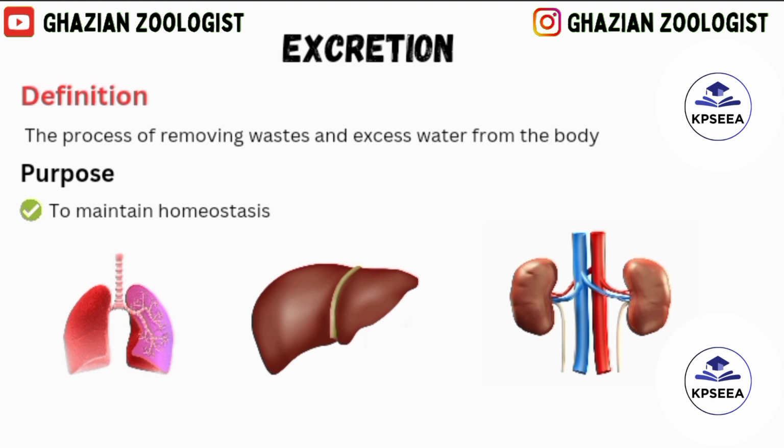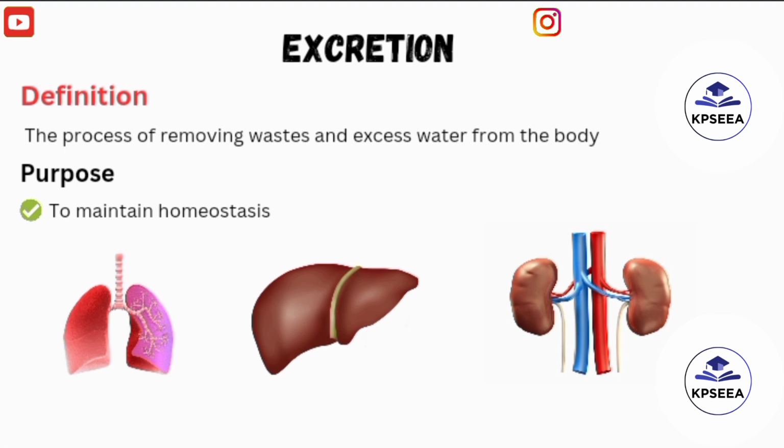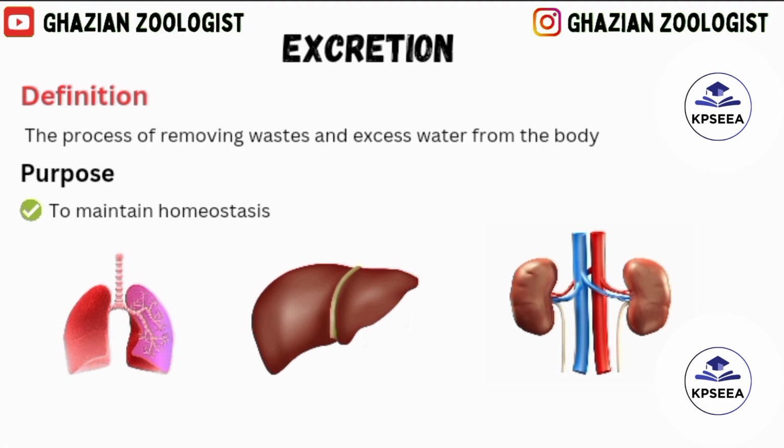Okay, so all these organs are involved in excretion. Actually, their purpose is to maintain homeostasis. Homeostasis is the maintaining of the internal body environment against the fluctuations of the external environment. It doesn't matter what's happening outside, our system keeps our internal environment regularly maintained.